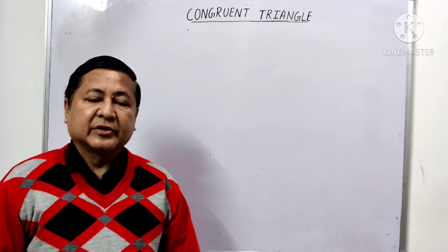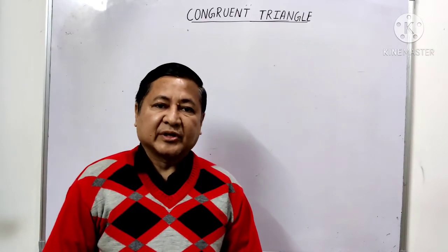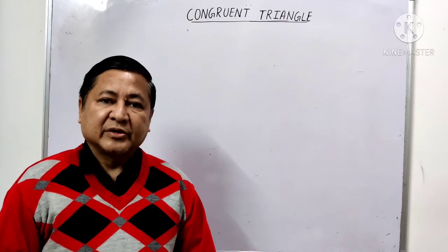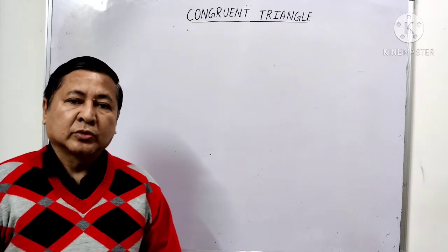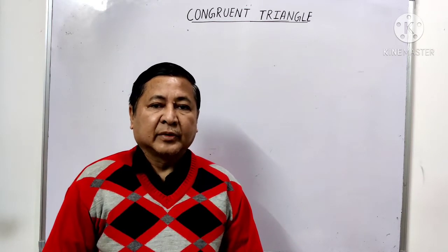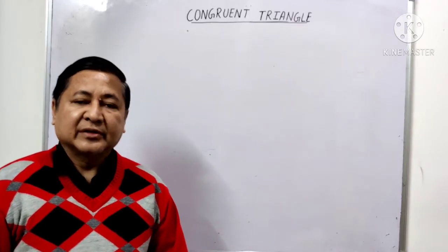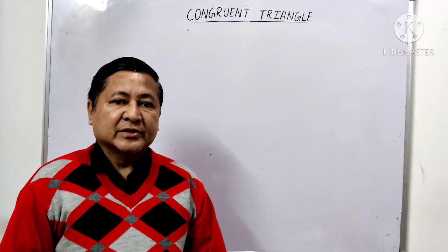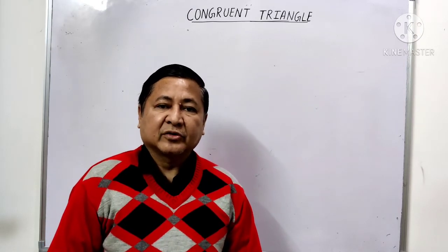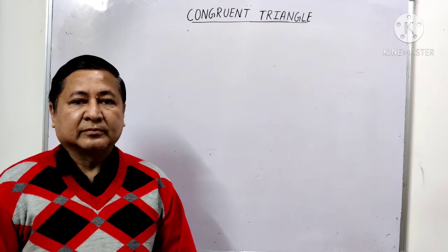Congruent figures are figures which have the same shape and same size. Two circles are congruent if they have the same radius. Two squares are congruent if they have the same side, and two rectangles are congruent if they have the same length and breadth. Now let us take the congruent triangle. There are certain criteria for congruent triangles. Let us discuss one by one.